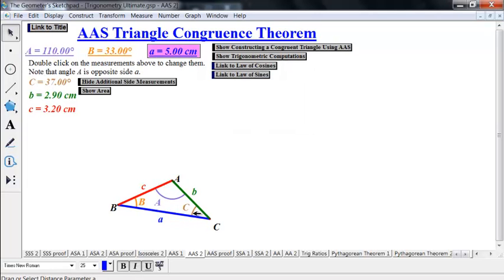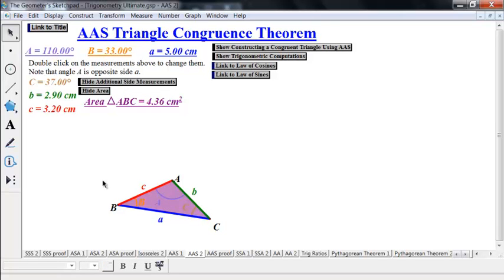And so notice, as usual, this will construct this to scale, and we'll also show the other sides and the other angle and the area as well.